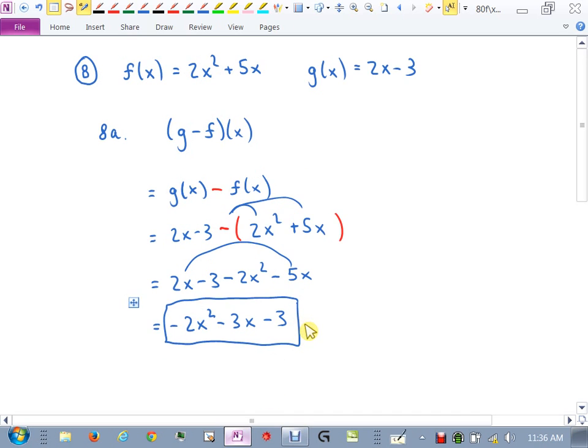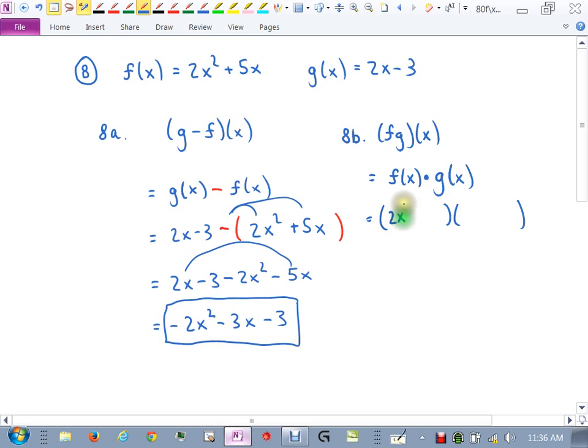Let me try and squeeze 8b right here. For 8b, I want to do this, which means multiplication. So that just means I take the f function, I multiply it times the g function. But I have to be real careful here because I have multiple terms. I'm going to put f and g in parentheses.